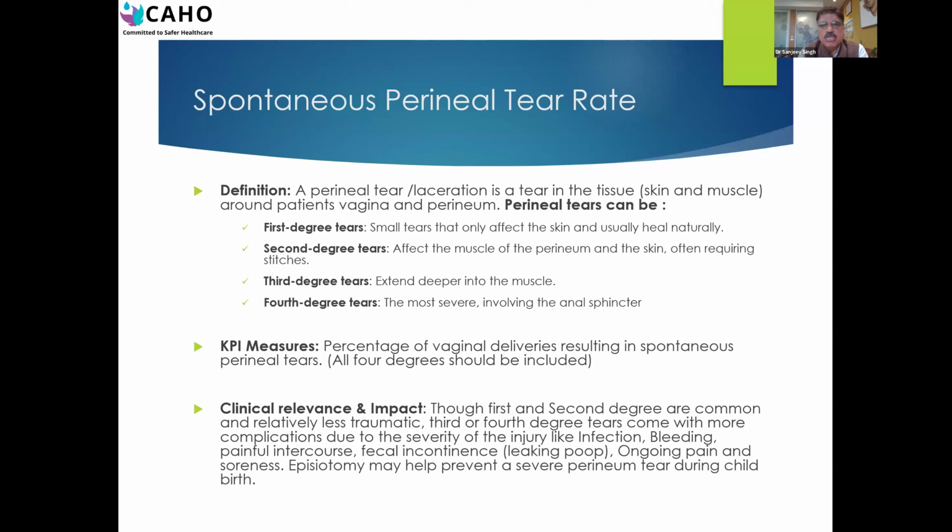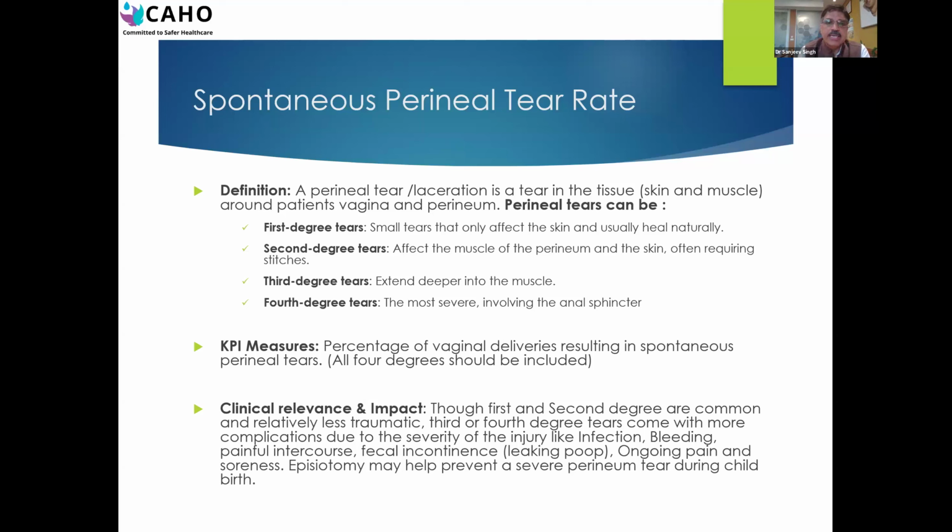If it is a very small tear, affecting just the skin, that's the first degree. If the muscle gets involved along with the skin, that's the second degree. If it is deeper than the muscle, that's the third degree. And fourth degree is if it also involves the anal sphincter. Third and fourth degree are very, very risky, and that is where the multidisciplinary team also needs to get involved, as it requires a lot of attention.